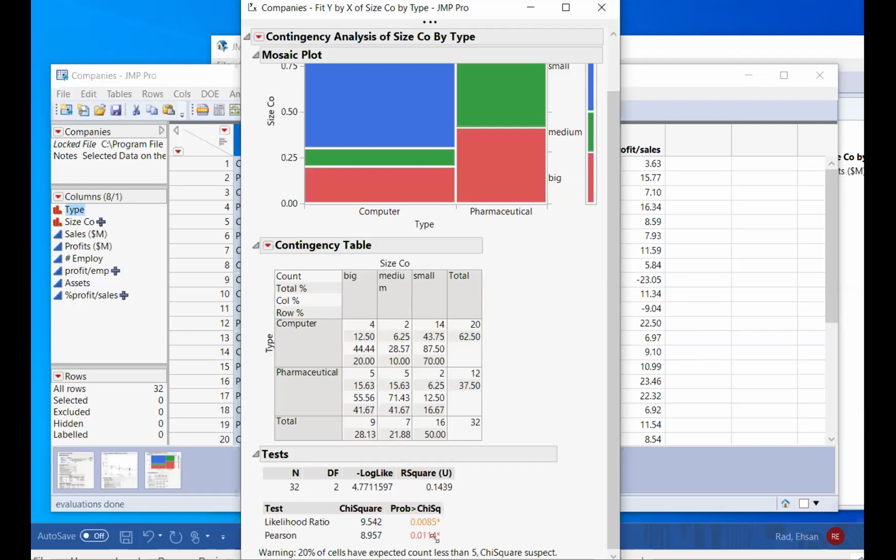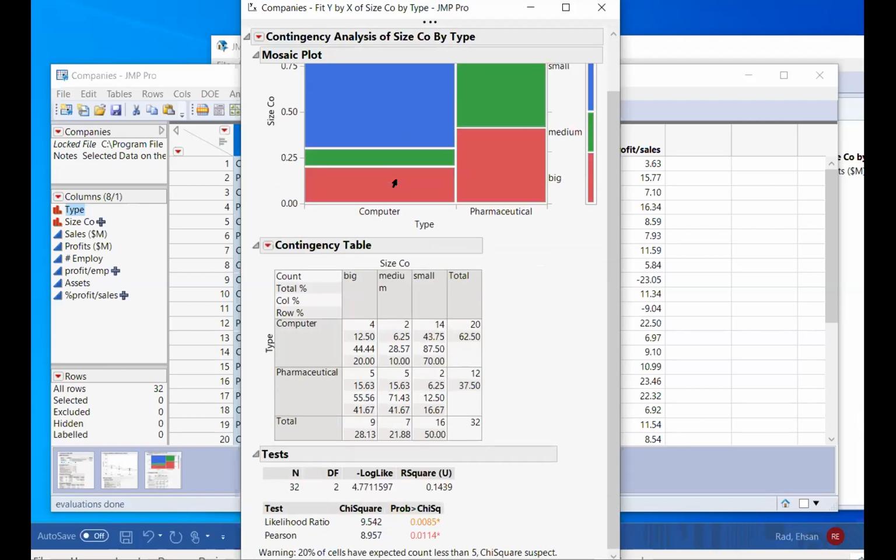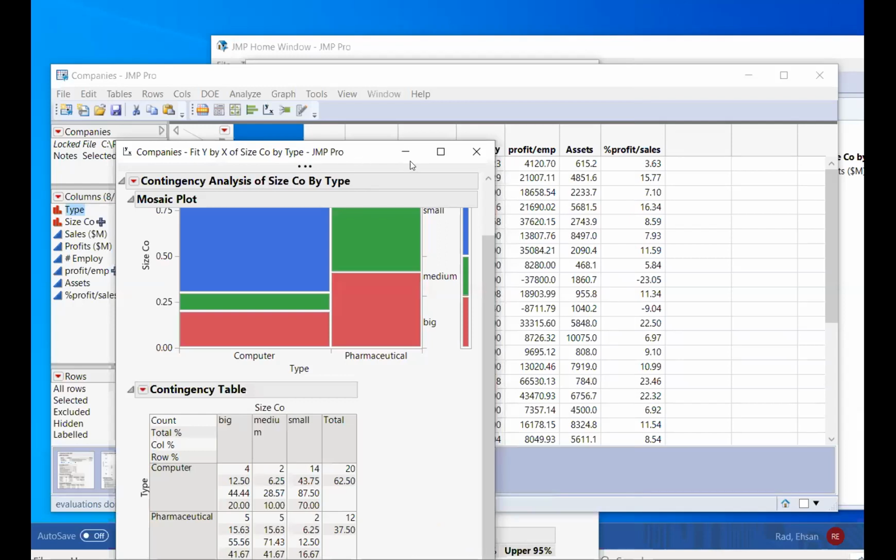Yes, there's a significant relation here, an association between these two. The mosaic plot confirms that. You can see, by changing the categories, the sizes of the squares, the rectangles, are changing. All right, so that was pretty much what we expect on this topic.